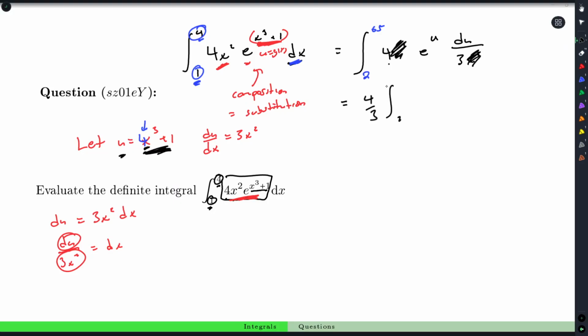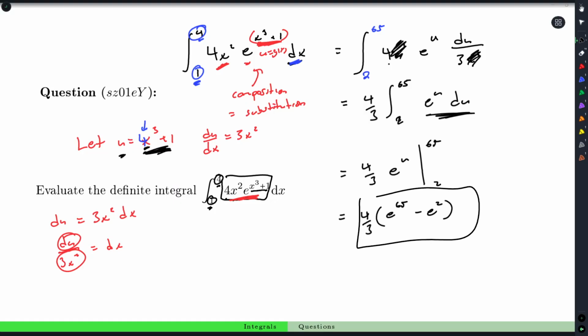But there we go. Now, again, I've taken out the 4 thirds. And look at this, much simpler thing. I know the antiderivative of e to the u, it's e to the u. And so now we just need to plug in 65 and 2, and we're done. So 4 thirds times e to the 65 minus e to the 2. That is it. That is the value of this particular definite integral.